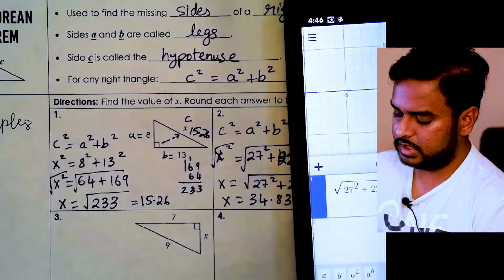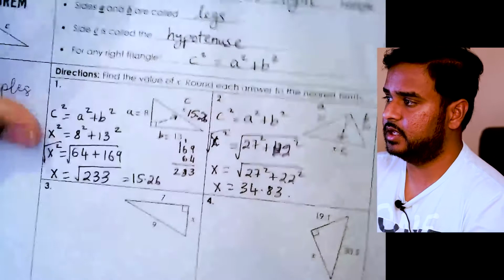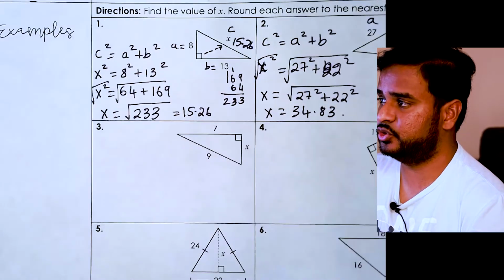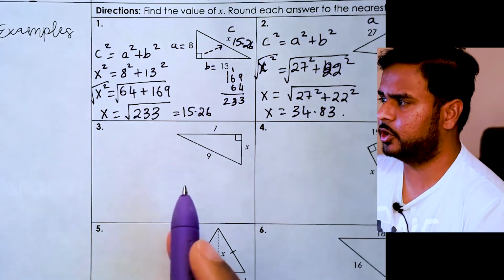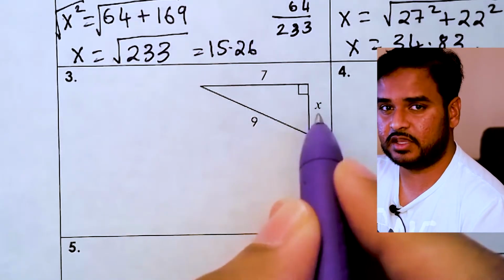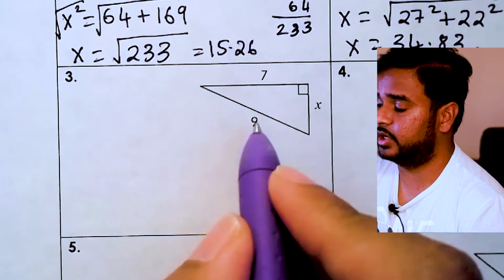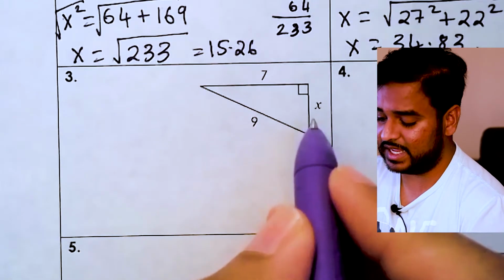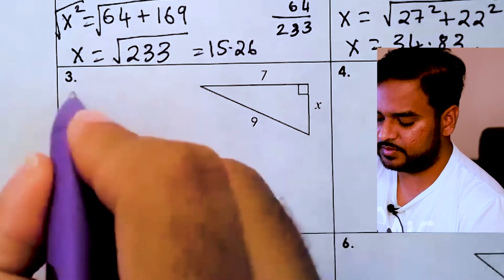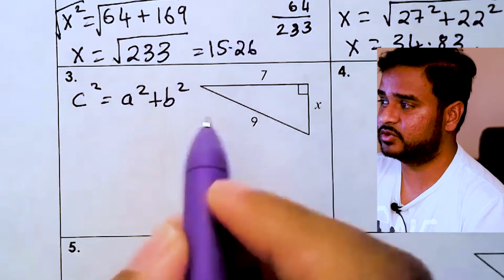So let's look at a couple more of these. Actually, let's look at number 3. Here, we may have to do something else, something more. So if you notice, the side that they're asking for isn't exactly our hypotenuse. They're asking us to find one of the legs, but our formula doesn't change. It's still going to be C squared equals A squared plus B squared.